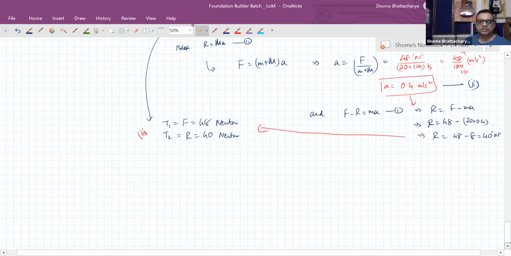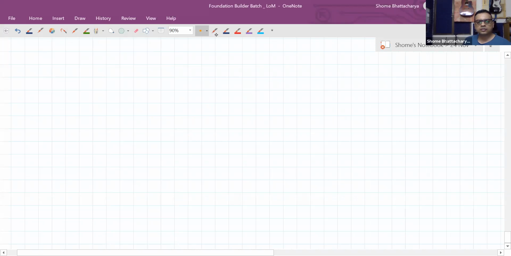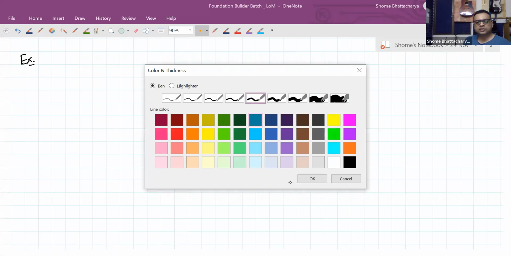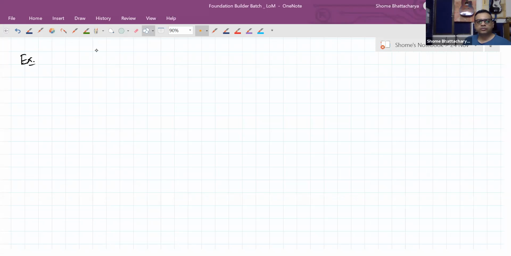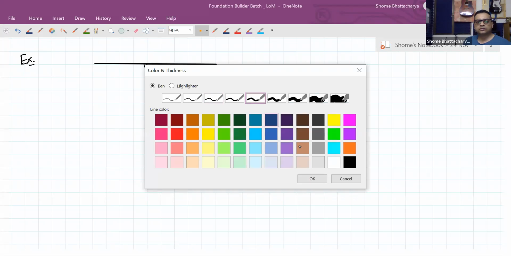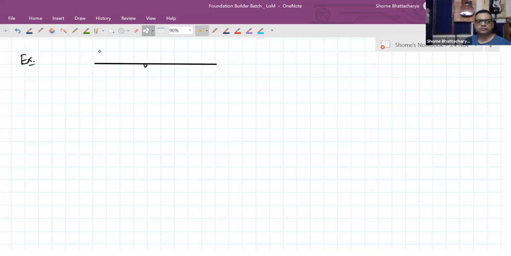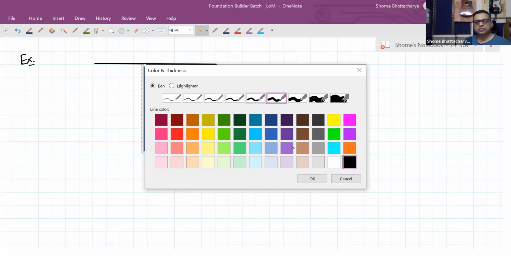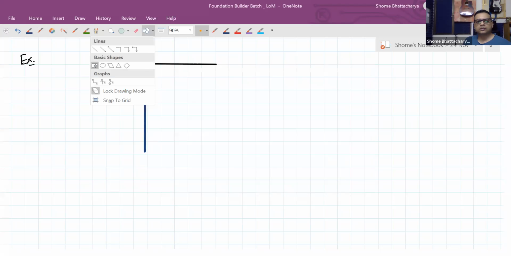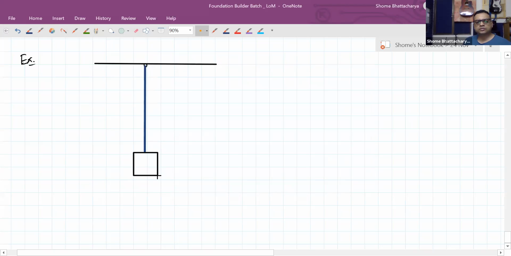Okay, now let's look at the next example where instead of dragging a block along a horizontal surface like this one using that rope, what we're doing is we're going to suspend a block from the ceiling, but using a heavy chain or a heavy rope. This kind of situation.